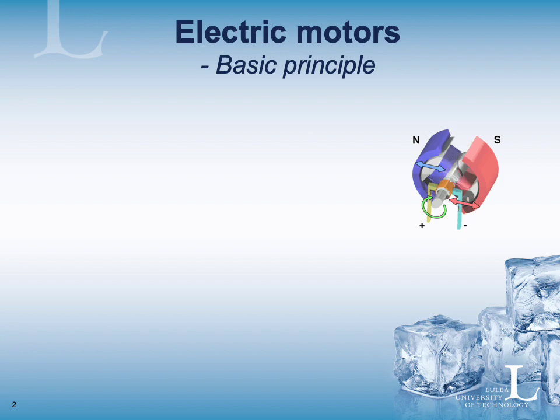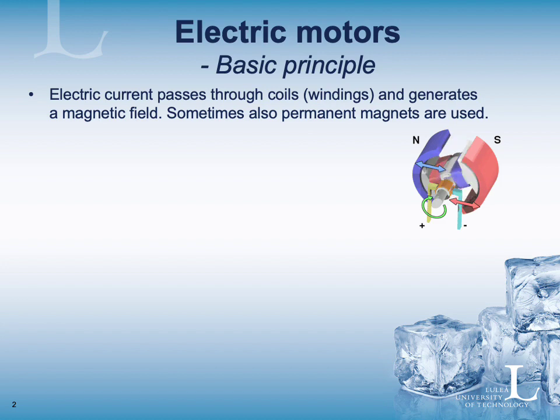So if we then look at the electric motor and the basic principle of how it works, we have always some kind of coils, which you normally call windings when you talk about electric motors, and this generates magnetic fields. In some motors you combine these windings with permanent magnets as well, but that's not always the case.